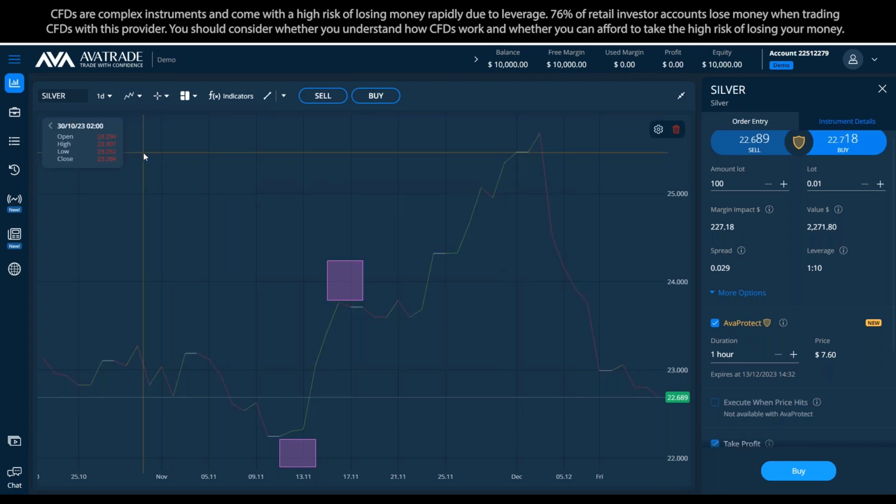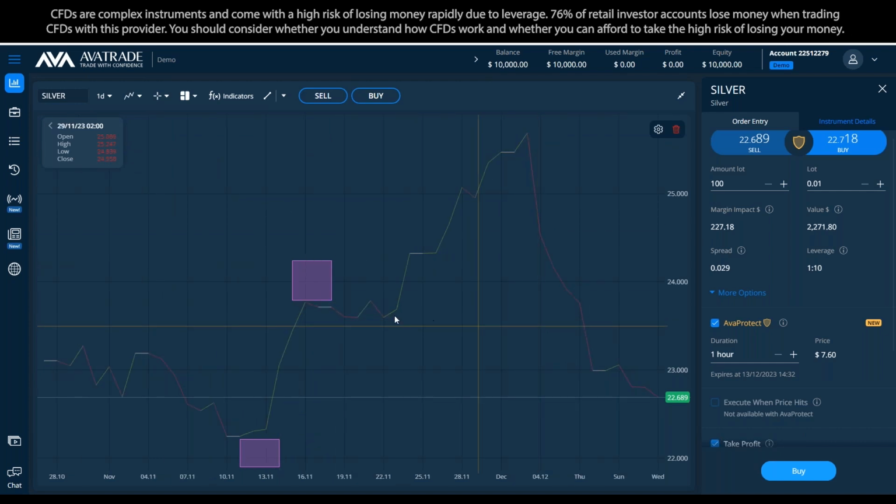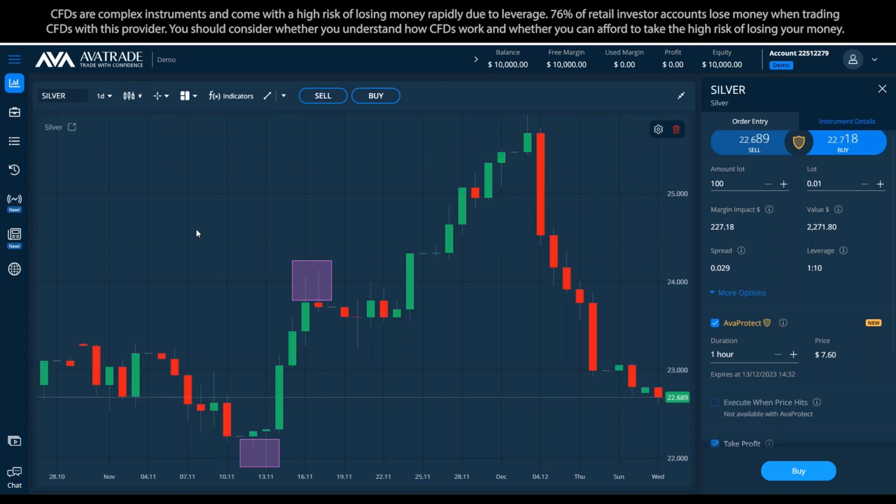This is the line. It describes pretty easily what's going on here. There is up, right, up, then down, down again. So what's the difference between the line and the candles?